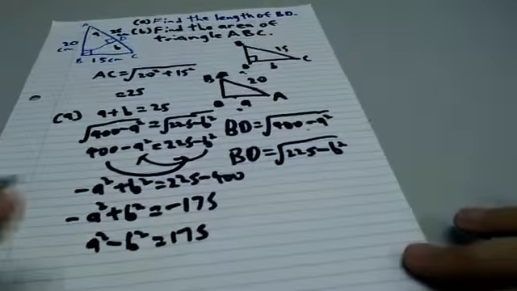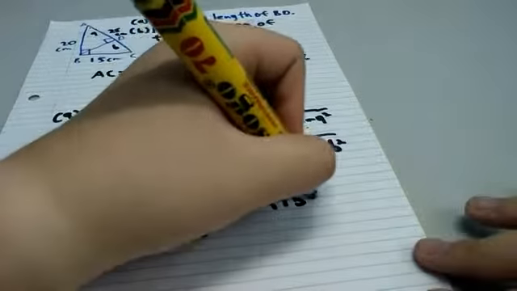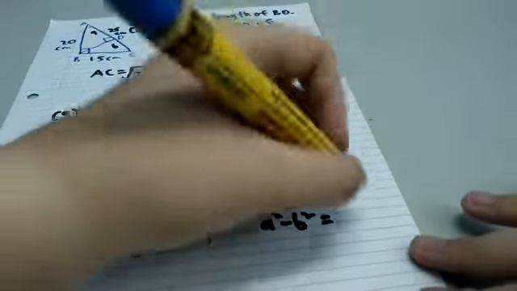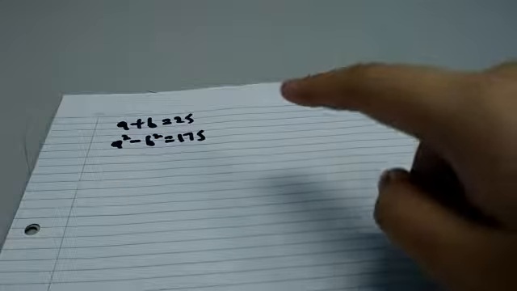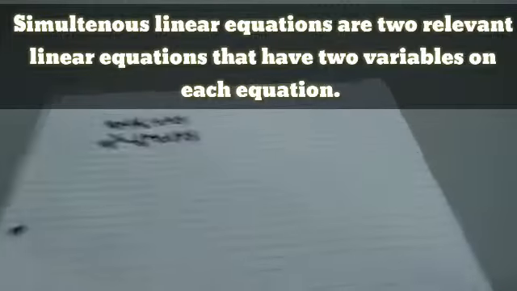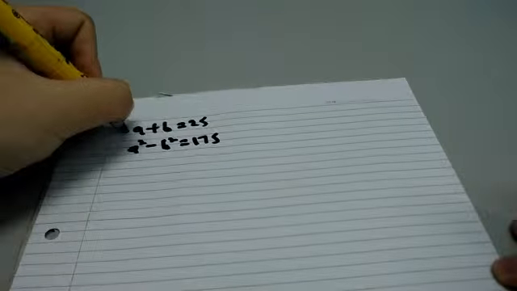And then we have a simultaneous equation: A plus B is equal to 25, and then A square minus B square is equal to 175. So I have summarized these two equations. These two are relevant, so I can conclude that these two equations are simultaneous equations, but it's not a simultaneous linear equation. A simultaneous linear equation has two linear equations that are relevant, but this is not that. I have a linear equation and I have a non-linear equation.